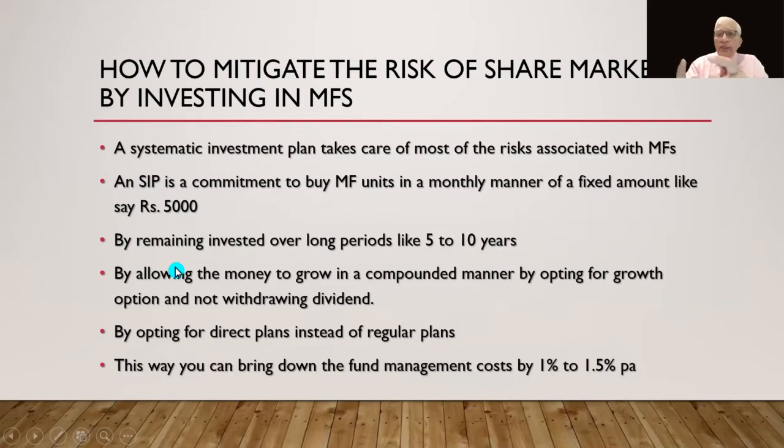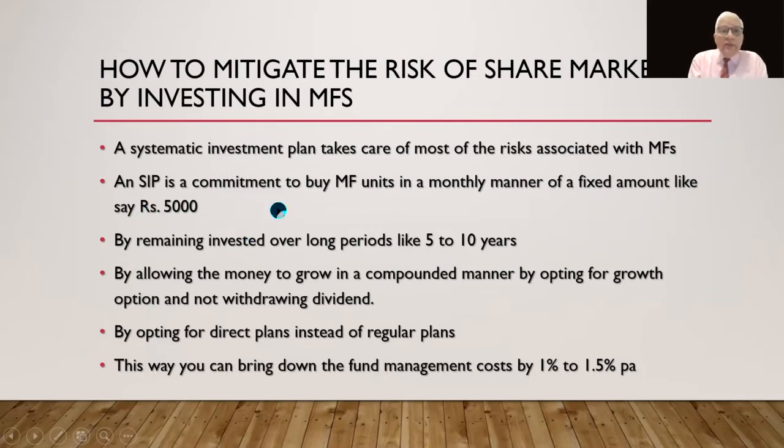The best way is to make a commitment to yourself that I will invest an X amount per month in this mutual fund. For example, if I choose to invest in Canara Robeco Blue Chip Fund, I'll invest 5,000 rupees per month in this fund. It's a commitment which you are making to yourself. Then you start an SIP. What is an SIP? SIP is a systematic investment plan which commits a certain amount to be invested regularly in that particular mutual fund. So a systematic investment plan takes care of most of the risk associated with mutual funds.